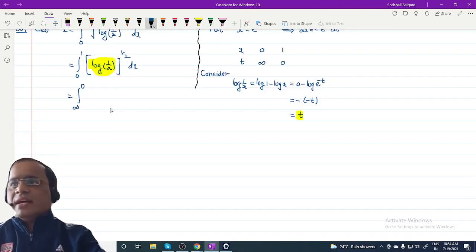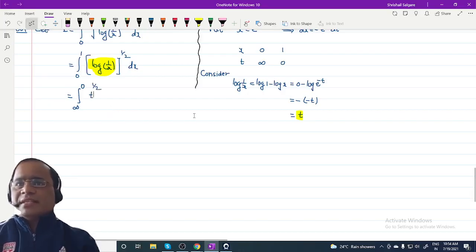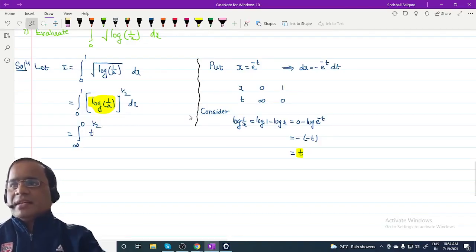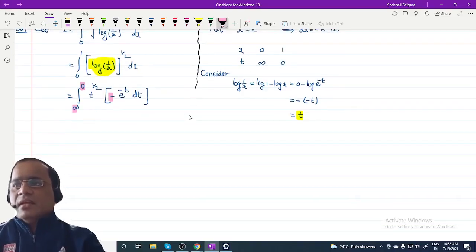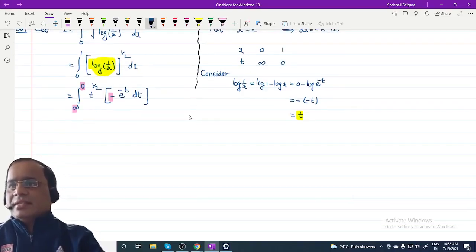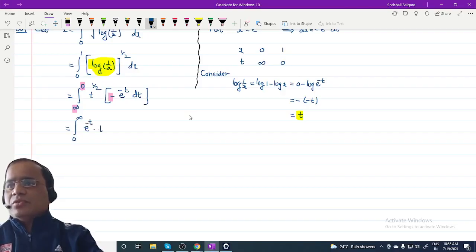So I will write t raised to 1 by 2, and dx we have just simplified can be written as minus e to the power minus t dt. Now for this negative sign, I will change the limits. For this negative sign, I will change the limits. So this integral I will write as 0 to infinity because of this negative sign. And first I am writing the exponential term into t raised to 1 half dt.